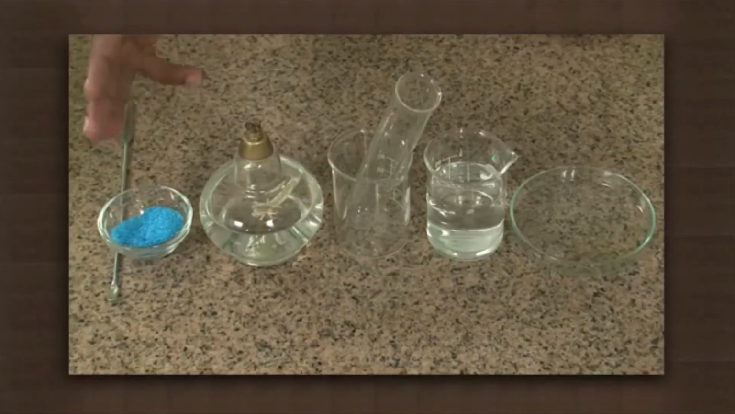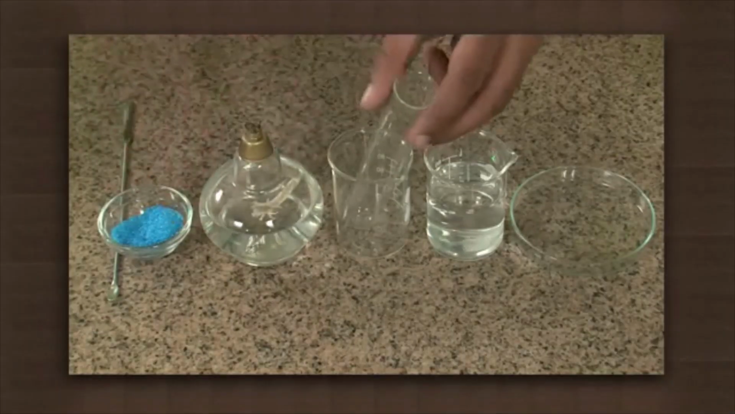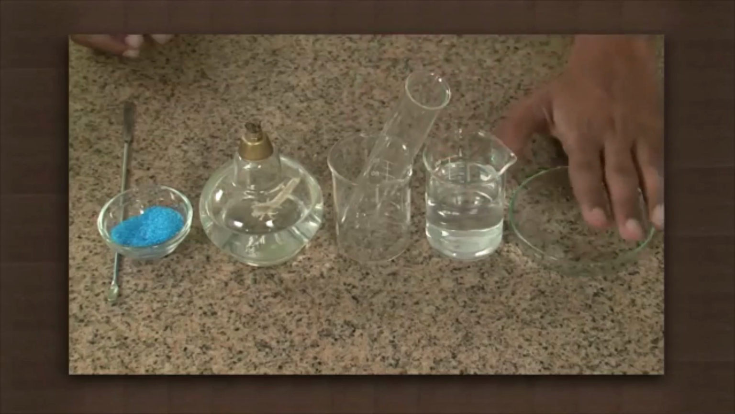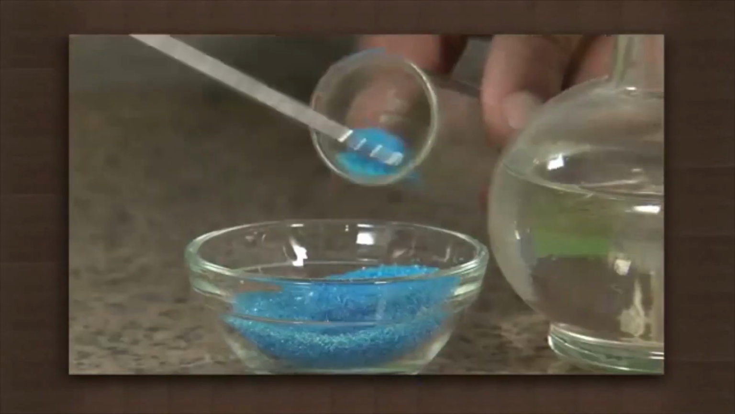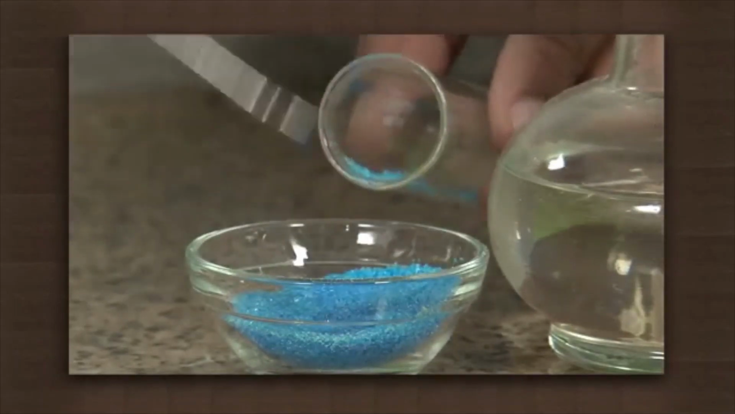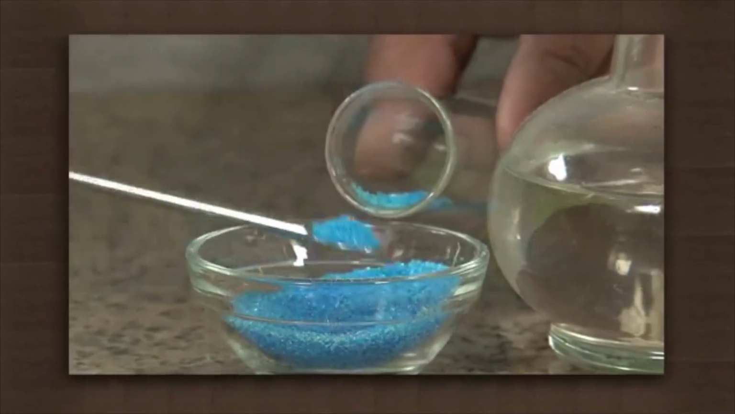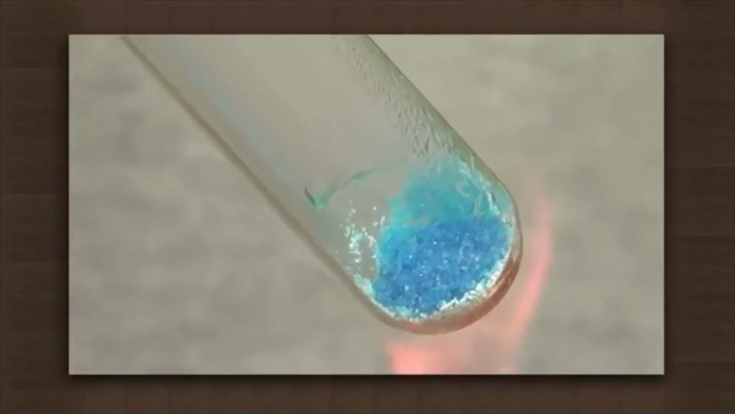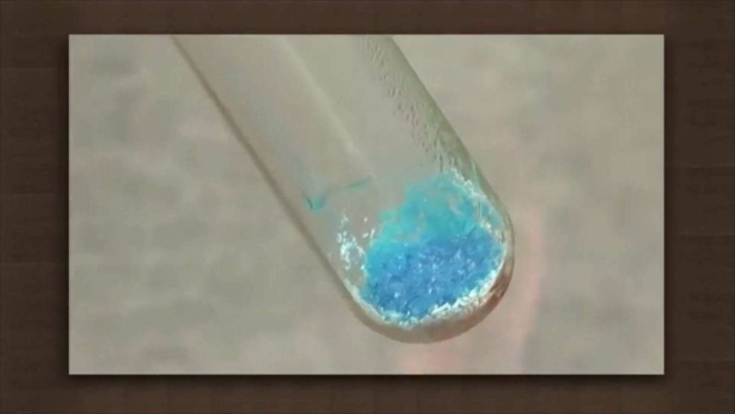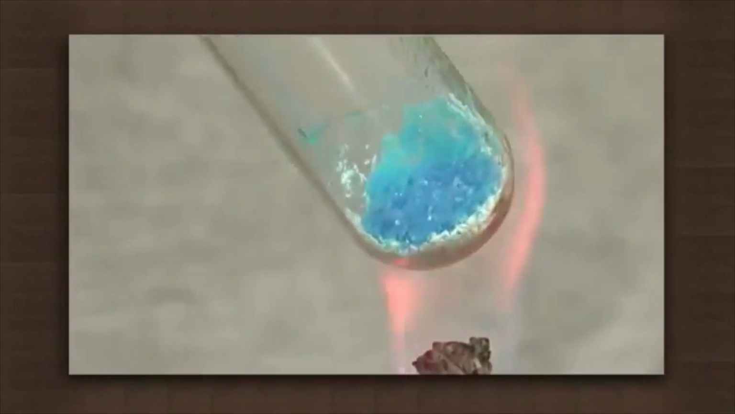Take some copper sulfate crystals, a spirit lamp, a test tube, a beaker filled with water, and a petri dish. Take some crystals of copper sulfate in a test tube. Now put the test tube on the flame and wait till the water is expelled from the crystals. Be patient. Observe water vapors coming out of the hot copper sulfate crystals. Also notice the beautiful blue crystals turning white.